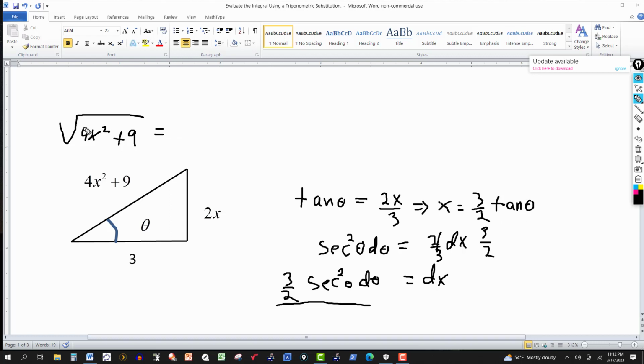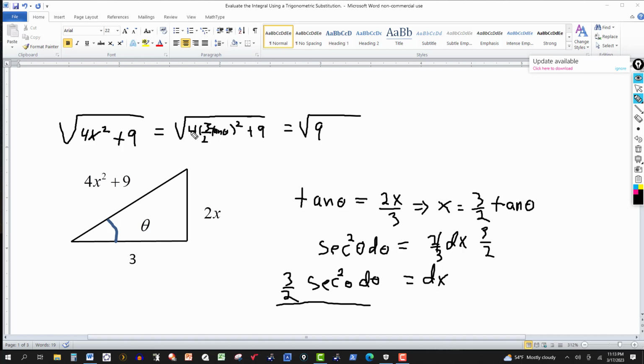And I also need a replacement for this radical, so let's look at this. This is the square root of 4, and then x can be replaced by 3/2 tangent theta, and this is squared plus 9. Okay, so here's what's going to happen. I'm going to square this 3 here, and this 2, this is in the parentheses. It will give me 9 over 4, and the 4 here is going to cancel. So I'm going to have left here a 9.